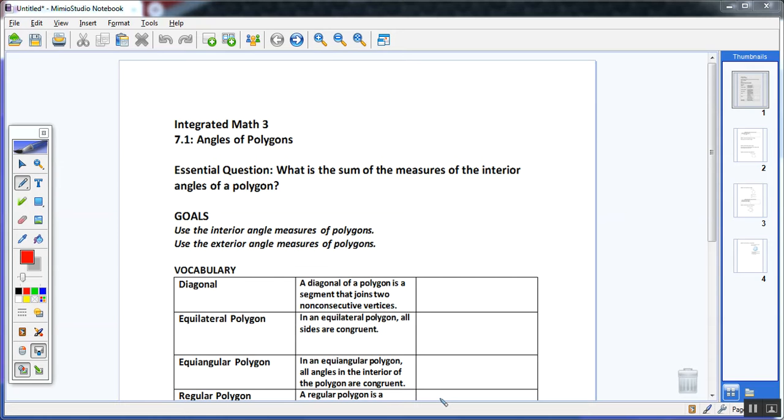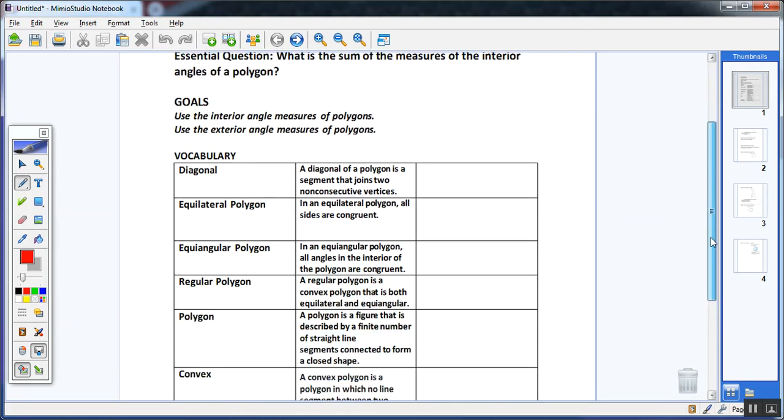What are we trying to answer? What is the sum of the measure of the interior angles of a polygon? Okay, so we're going to talk about two things to answer that today. We're going to use the interior angle measures of a polygon. And then we're also going to talk about exterior angle measures. So I'm going to jump down here to vocabulary way to the bottom, guys.